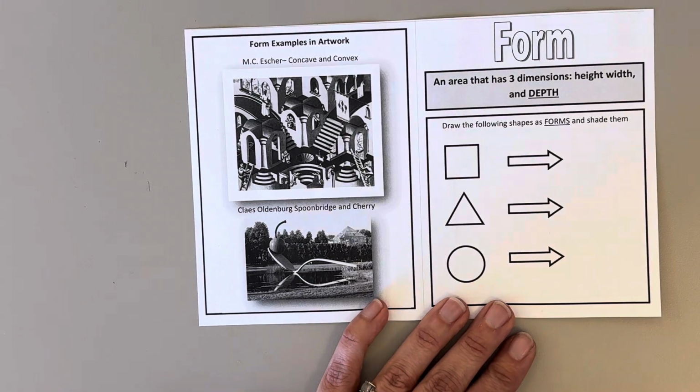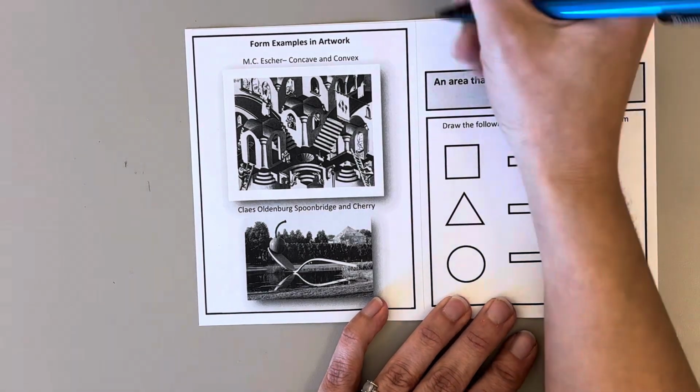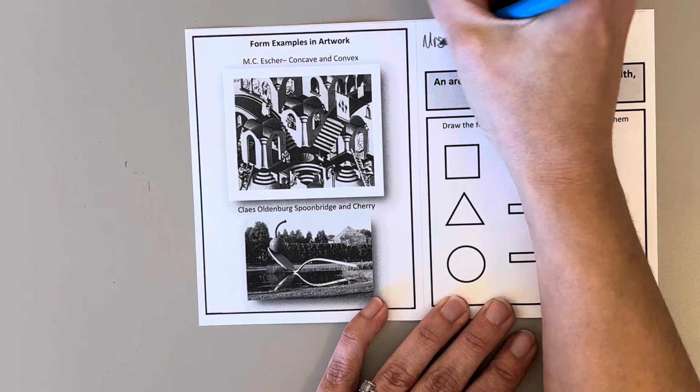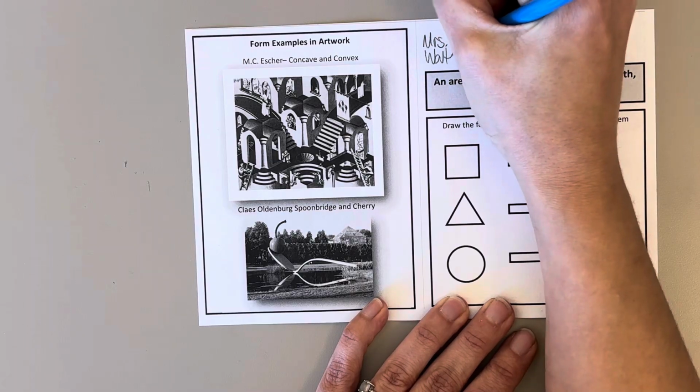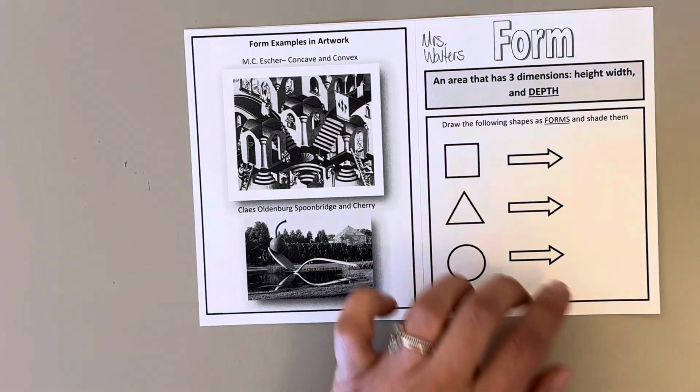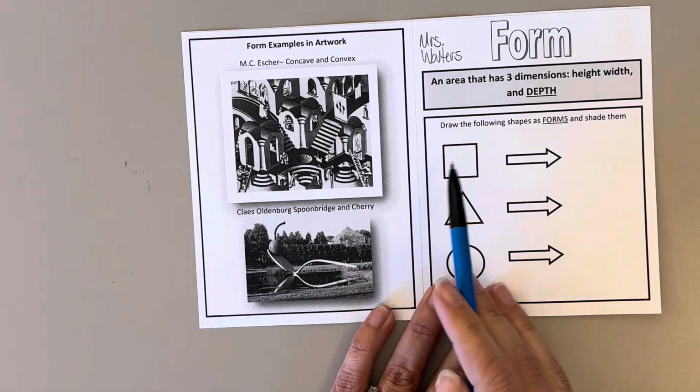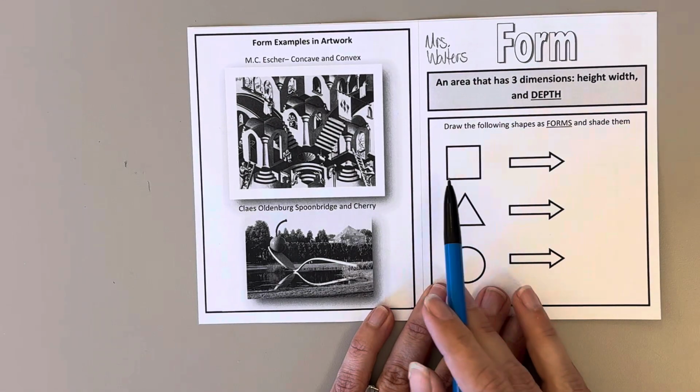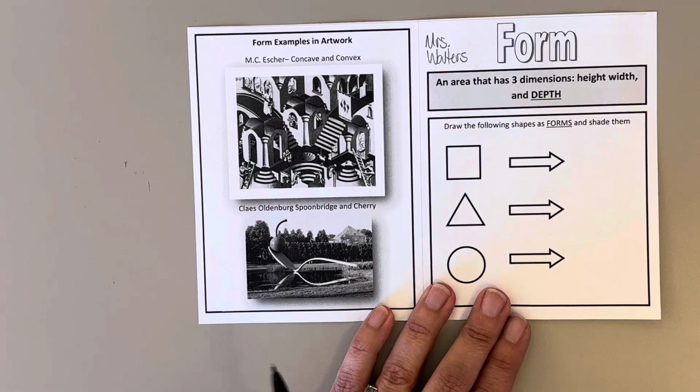Now, for today's practice, I'd like for us to begin by writing your name. Let's do that together. All right, now we are going to practice drawing the following shapes and turning them into forms and shading them.